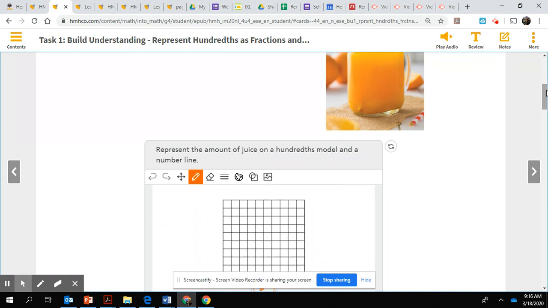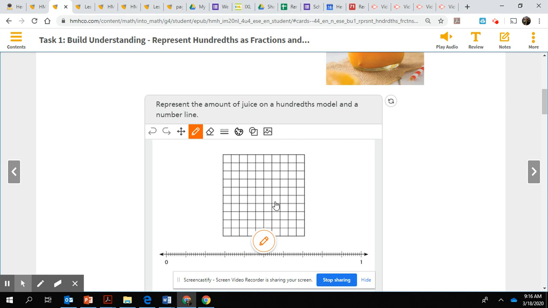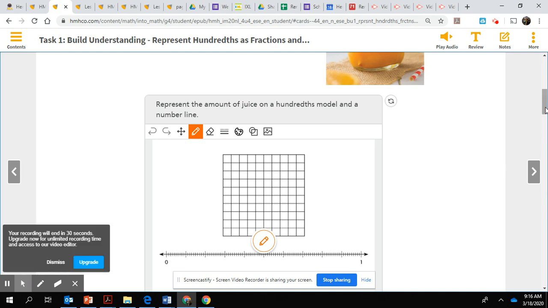So this is a hundredths model. Why? Because there are 100 tiny units in this whole. All right. And then on the number line, there are tenths. Each tenth is broken up into 10 again to create hundredths. And I explained that in the first video.